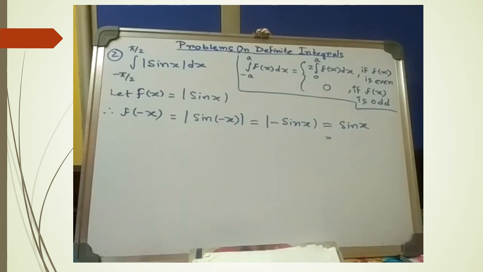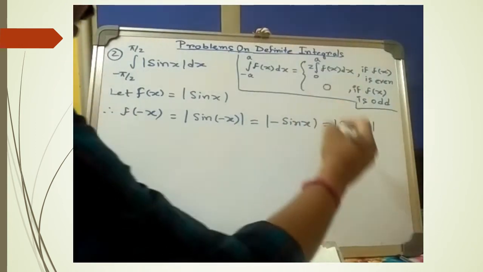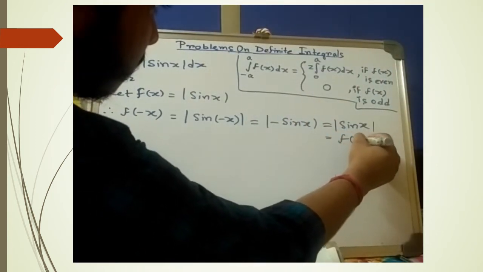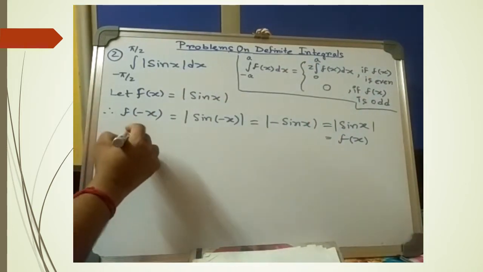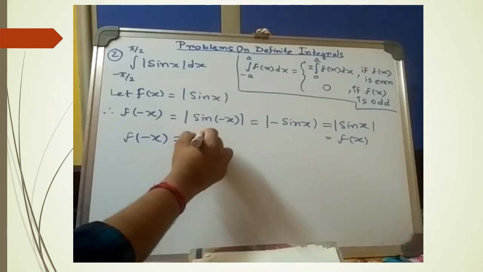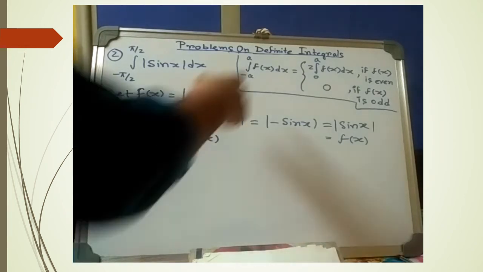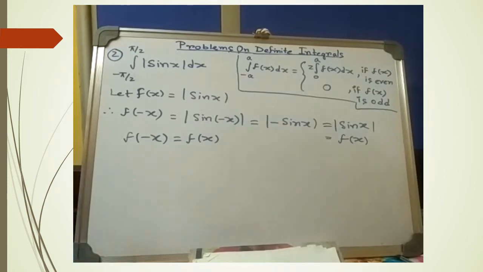Mod sin x is equal to f(x). So here we get f of minus x equal to f(x). So we can say this function is even. So we can use this first part in the problem.